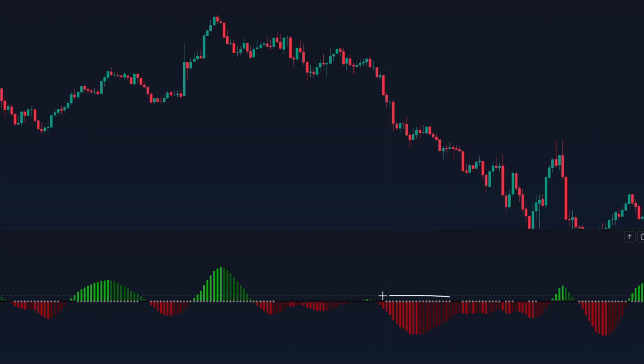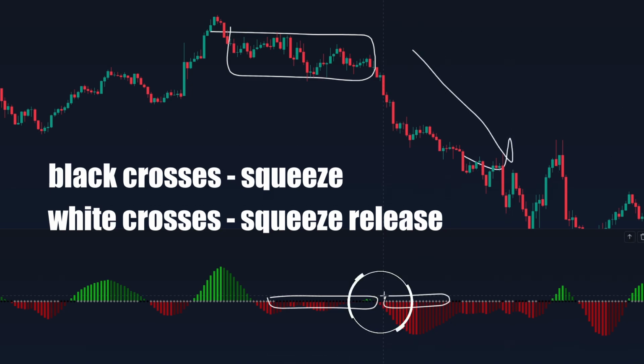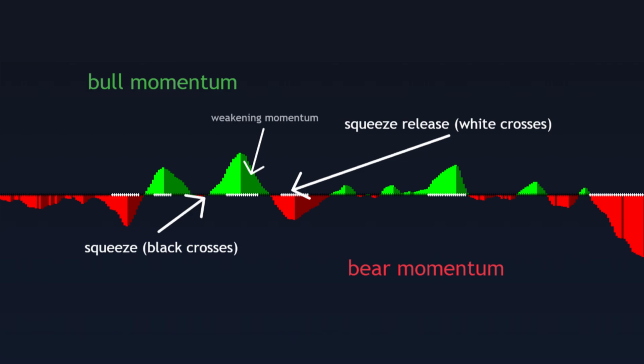Next, the black and gray crosses show us when the market is entering a so-called squeeze, meaning that the price is contracting and not showing much movement. The theory is that the market moves in these contraction and expansion cycles, and this indicator aims to catch the moment when the state changes, and it does a pretty good job at that. If you didn't understand something, no problem. Just screenshot this and check it if you forget anything.